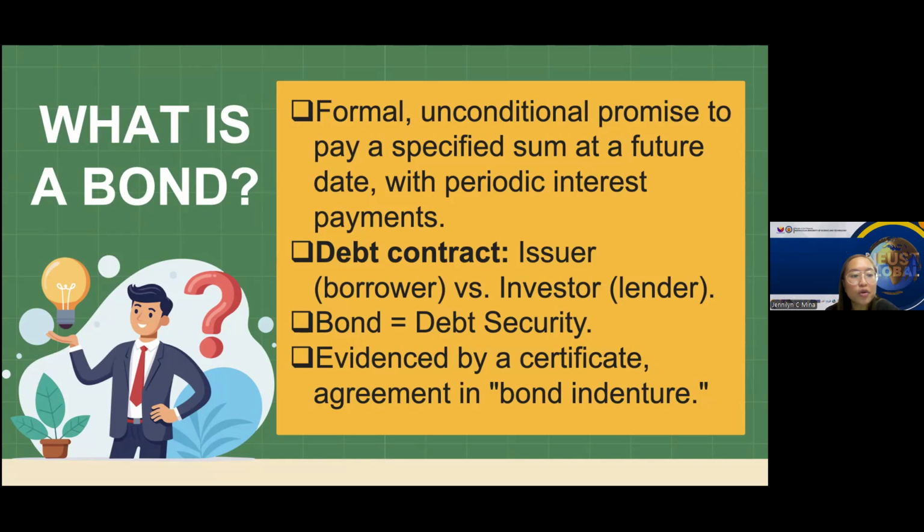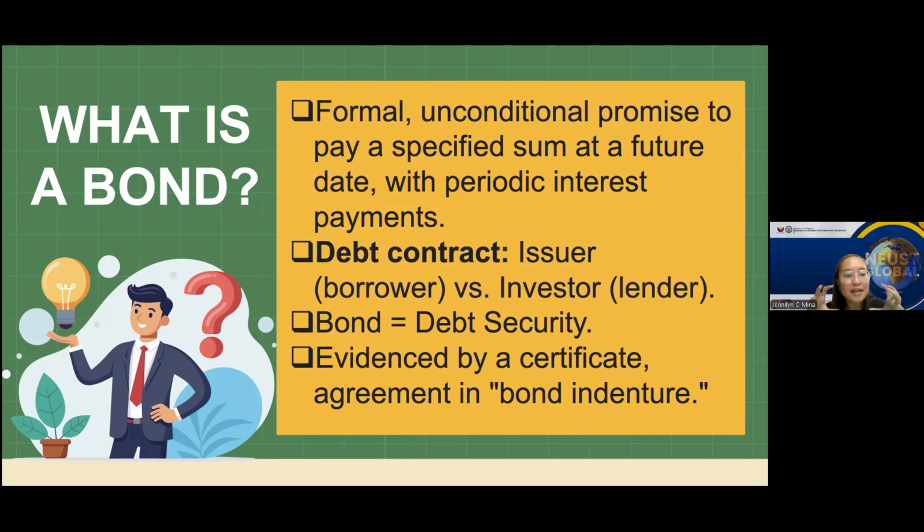So the issuer is the borrower, the government or the company. The investor is the lender. That investor, that lender, earns interest for lending money. The bond indenture is the contract. It is the agreement between the issuer and the investor.